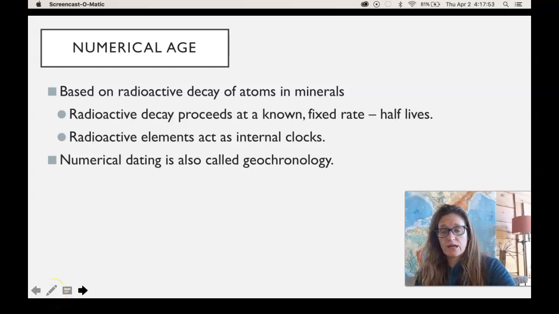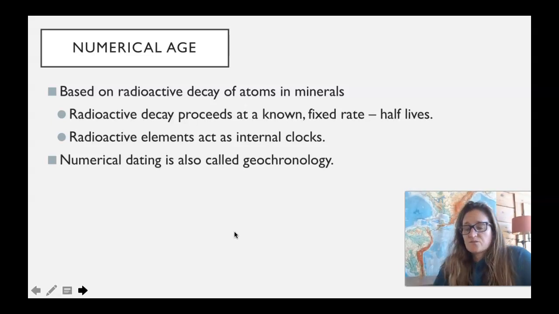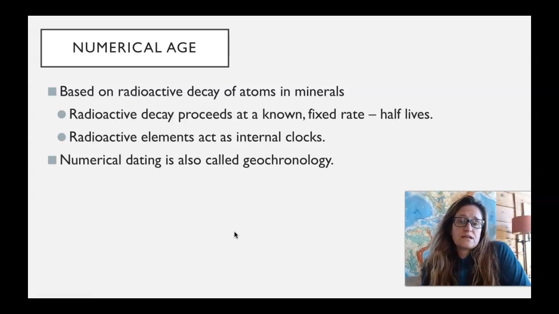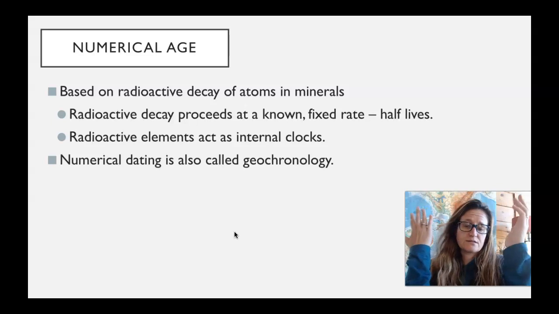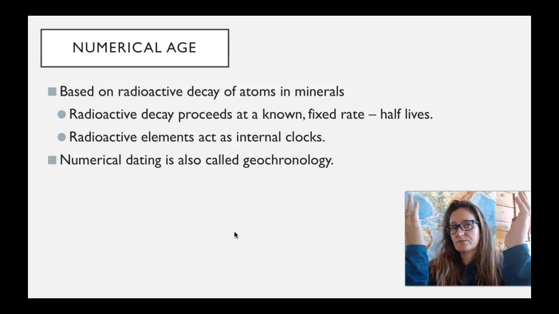The numerical age of a rock or an event is based on radioactive dating. Atoms that have different numbers of neutrons are called isotopes. Some of those isotopes are stable. They don't fall apart or decay. That would be like oxygen.